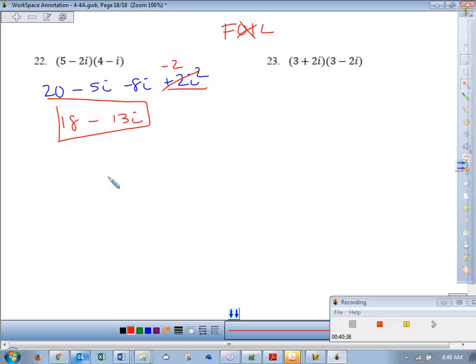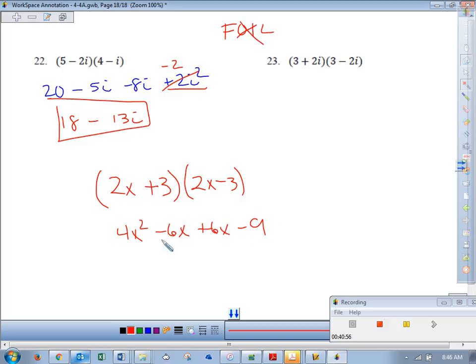I'll give you a quick example with real numbers. What's the conjugate of 2x plus 3? 2x minus 3. Let me FOIL them out. 4x squared minus 6x. What's the other guy turn out to be? Plus 6x minus 9. What do those add up to be every time? Nothing, right? You don't need to do the FOIL process.